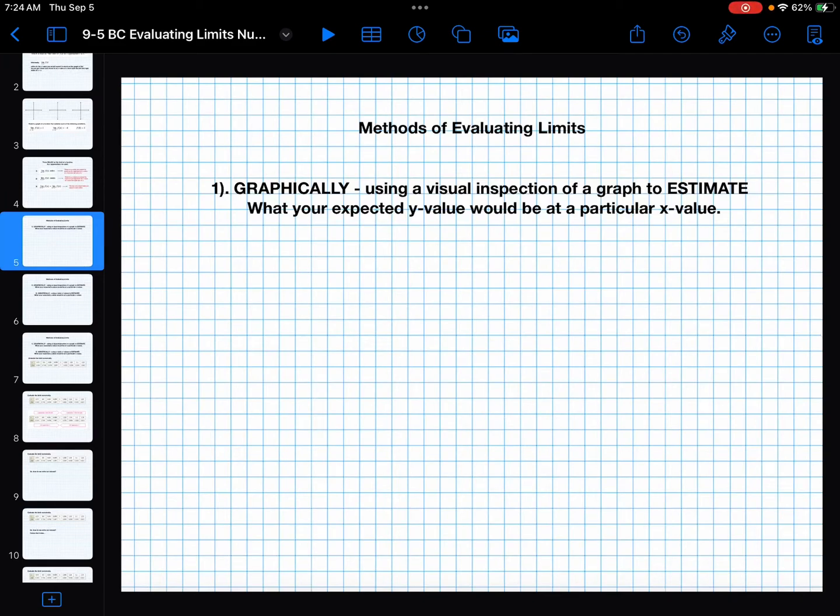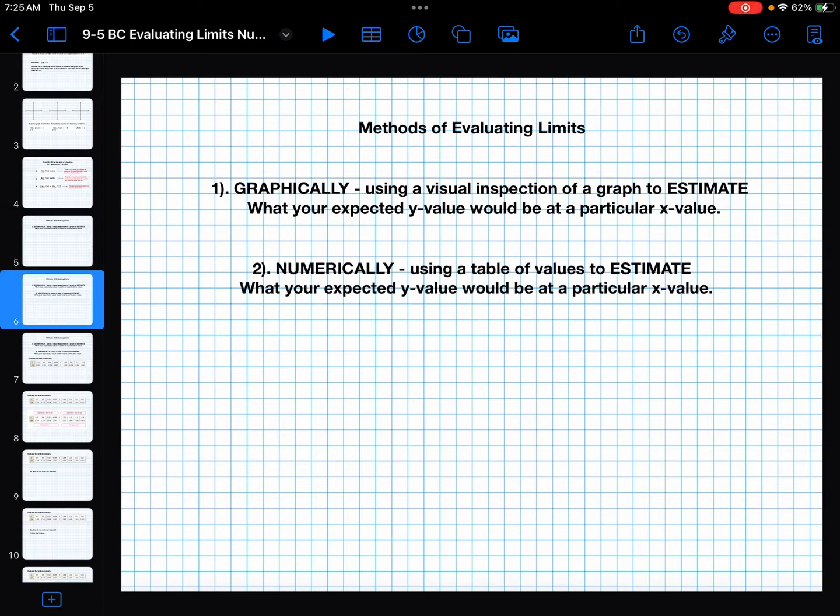Hello. Yesterday we spoke in class about evaluating the limit of a function graphically, taking a look at a graph and determining whether it was a one-sided limit or a limit from both sides, whether that expected y value, or limit of the function, existed as you got closer and closer to a particular x value. Today, we want to look at doing this numerically.